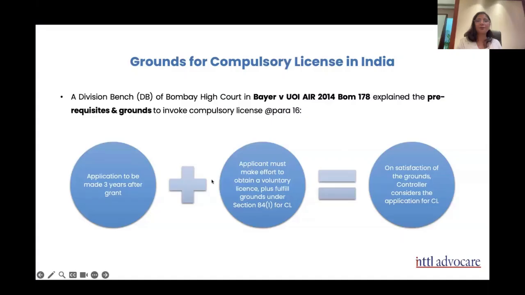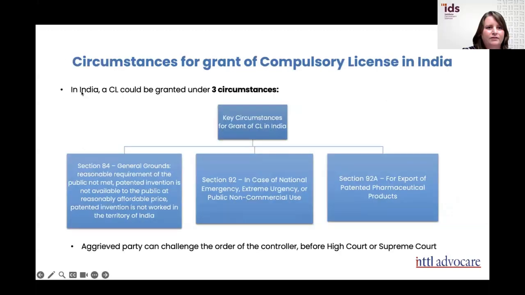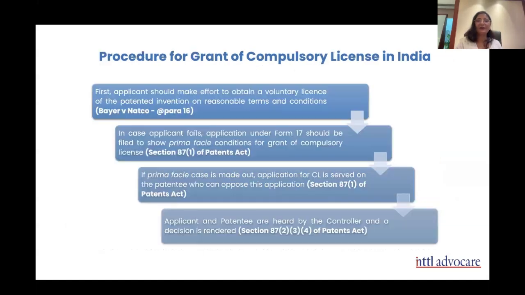Now, if you see the procedure, what is the procedure for grant of compulsory license? I'm again trying to kind of see if I can show my slide so that, you know. If you would like, I can share your slide that you it's okay. with us. It's moving. Okay. It's moving. It's moving. Okay. So yes.